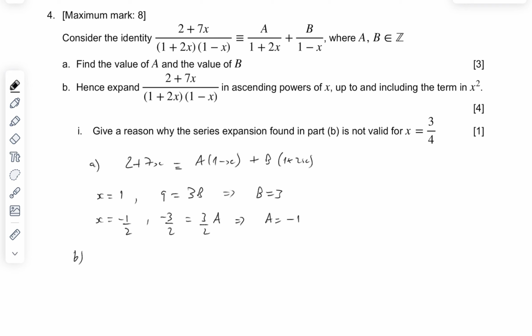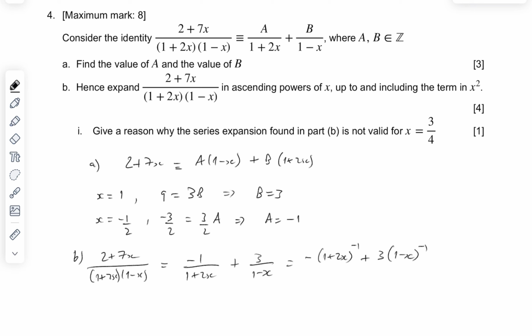So part B, hence expand. So 2 plus 7x over 1 plus 2x, 1 subtract x is the same as negative 1 over 1 plus 2x plus 3 over 1 subtract x, which equals negative brackets 1 plus 2x to the negative 1, plus 3 brackets 1 subtract x to the negative 1. So now we can use our binomial expansion to expand these.